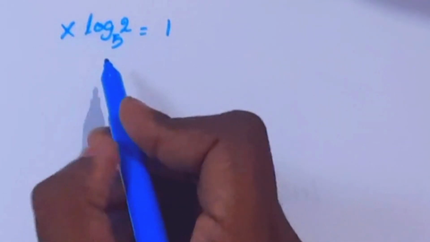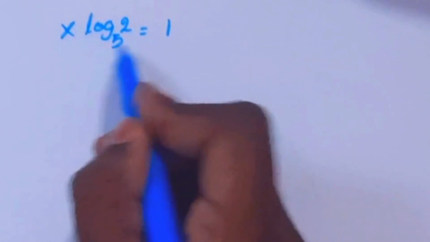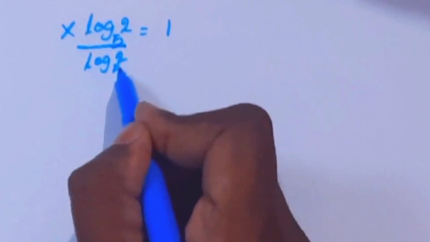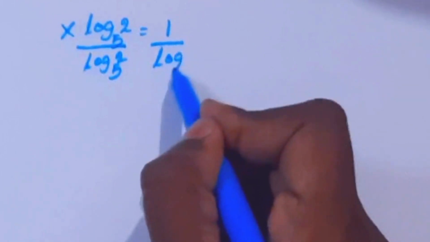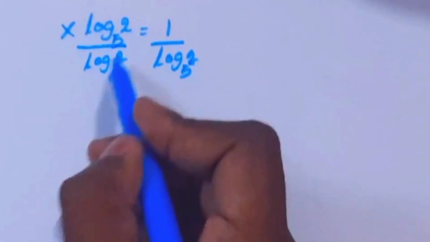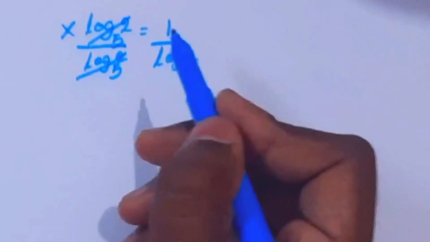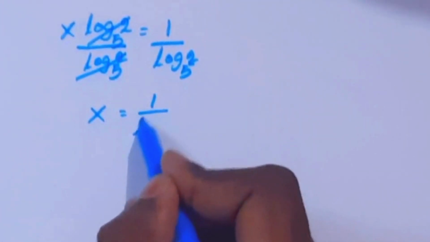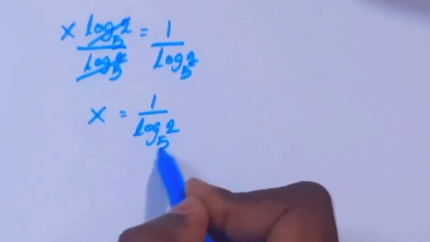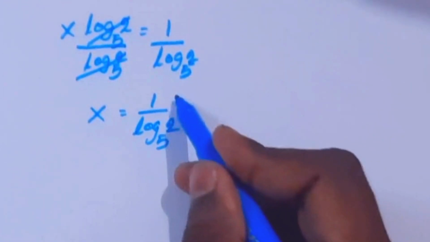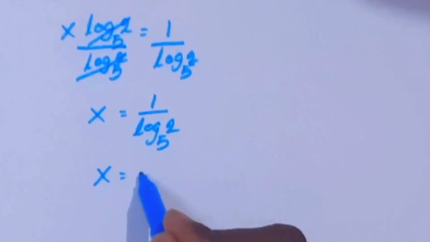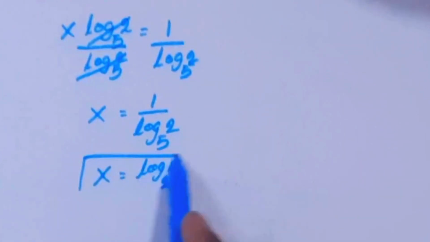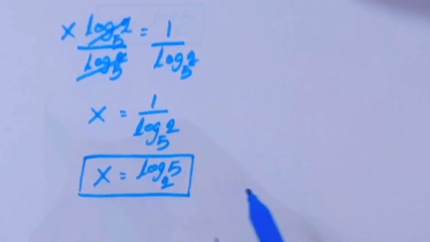Now we are going to divide by log 2 base 5 on both sides. So log 2 base 5 by log 2 base 5, this log 2 base 5 cancels. So we have x equal to 1 by log 2 base 5. Just change this, it will come here. So x equal to log 5 base 2. This is the other step. We got the same solution.